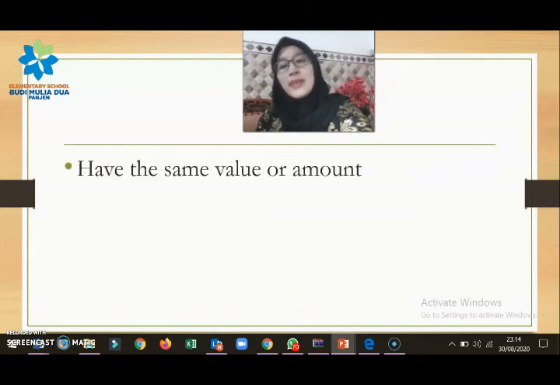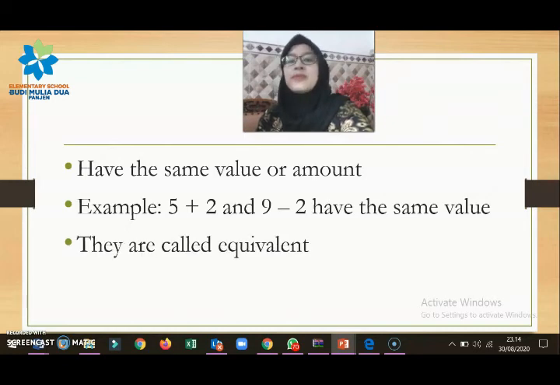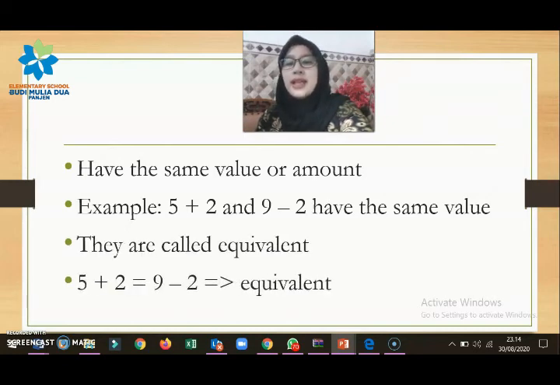So let's make conclusion that the equivalent is always have the same value or amount. Okay, and I can repeat the one example that for example 5 plus 2 and 9 minus 2 have the same value because they have the same total, 7 and 7, so they are equivalent. Okay, yeah, I think that's all.